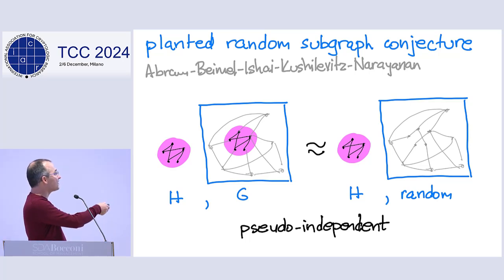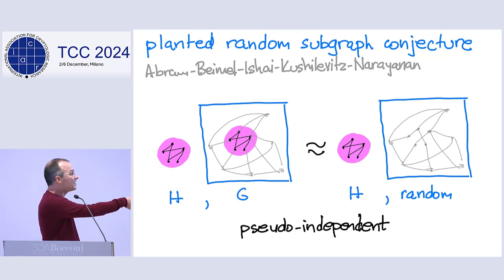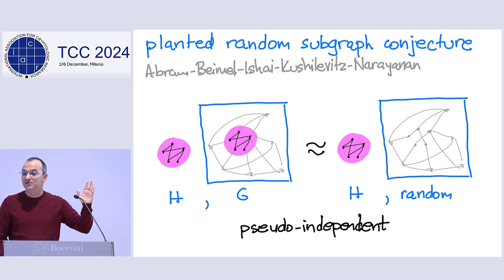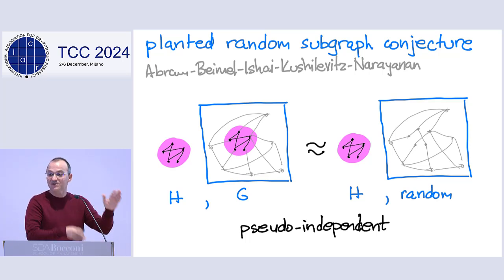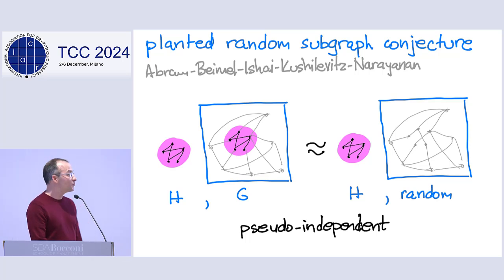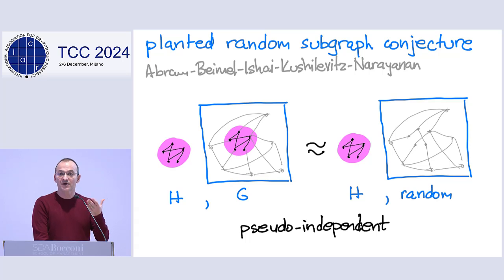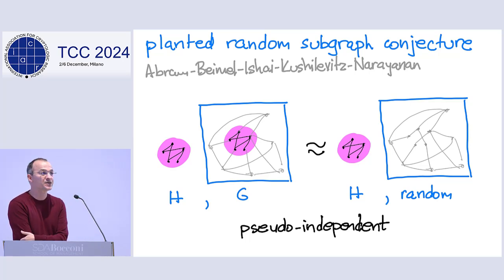It says that if I take a small graph and I plant it into a large graph, everything is random, right? It's computationally indistinguishable from taking a small graph and a completely independent large graph. So in some sense, these two are pseudo-independent of one another. They look like two independent copies that have no correlation to one another. Okay? And now you start asking the question, how large can you make this graph H for this to be true? And they conjecture that you can make H almost as large as G, the number of vertices k almost as large as n. And now I want to give you some intuition about why you might expect that.